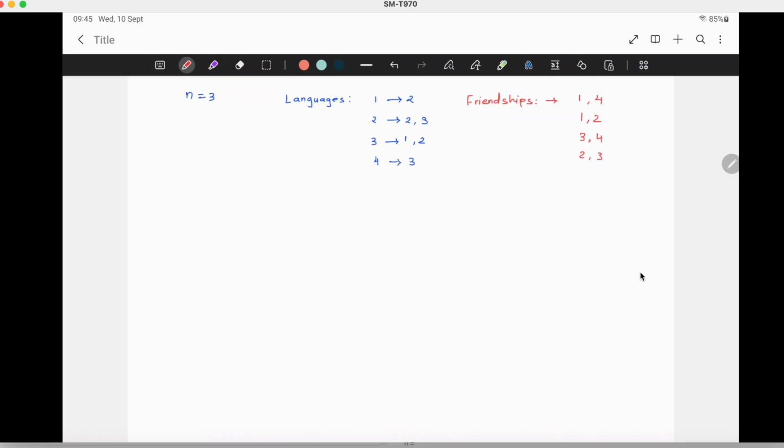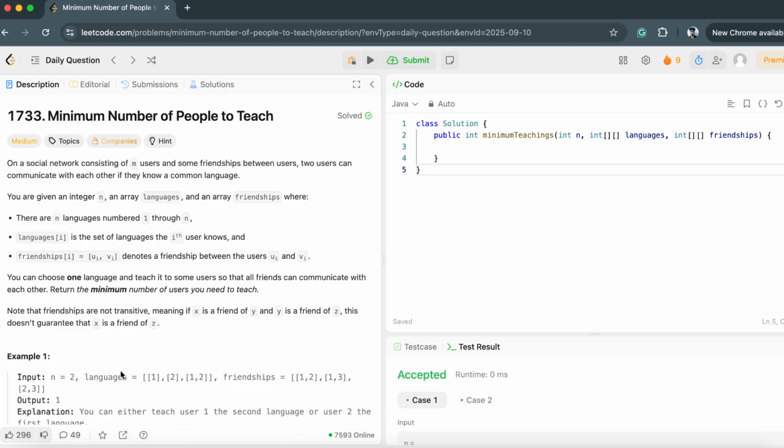I hope the screen is visible. So here we have three languages. n basically denotes how many languages we have. Now this languages array denotes that the first person knows the second language, the second person knows the second and third language, the third person knows the first and second language, and the fourth person knows the third language. This is what we have been given in the form of arrays. These are the languages.